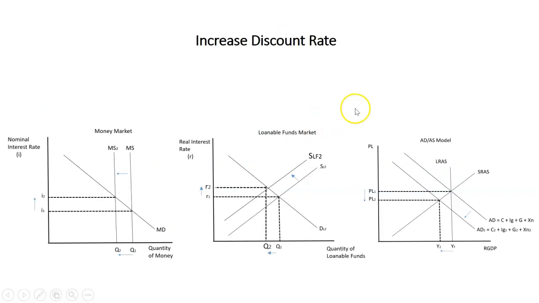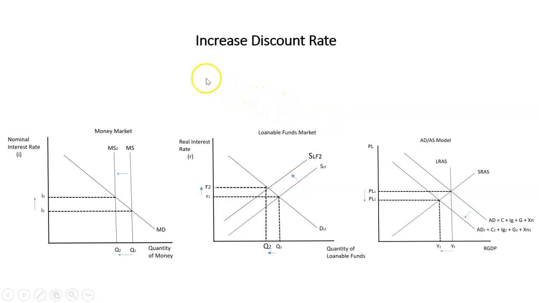Okay, so let's take a look at one of the tools, and this would be increasing the discount rate. What you'll see down here is I've got three different graphs. I've got the money market graph, the loanable funds graph, and the ADAS model. So as we go through what happens with increasing the discount rate, we can look at the different graphs and see the changes that are happening.